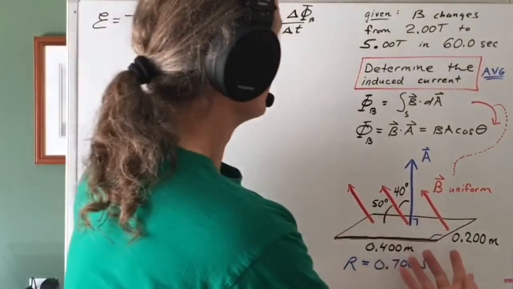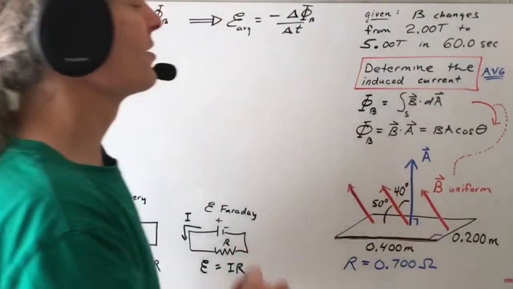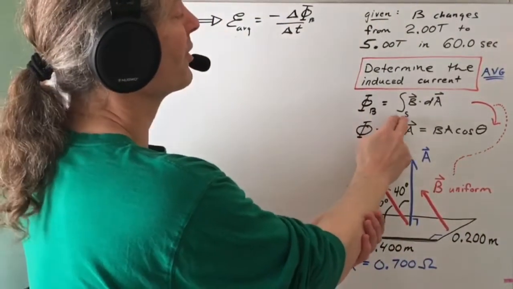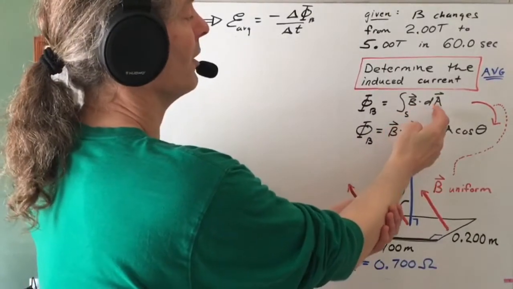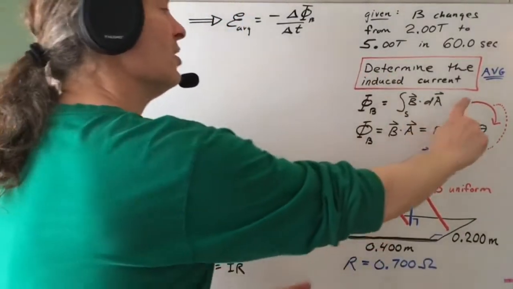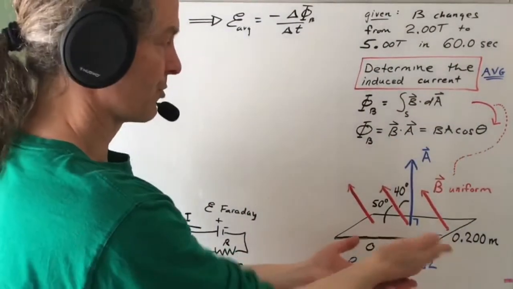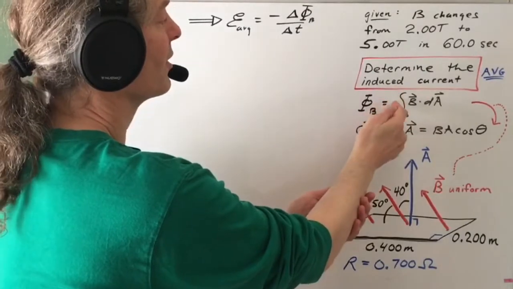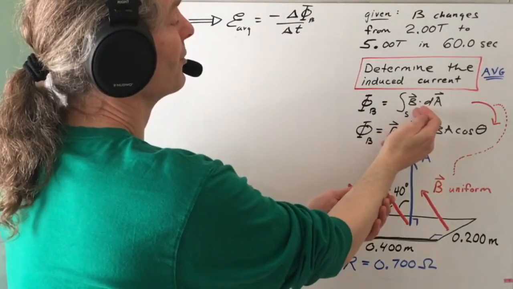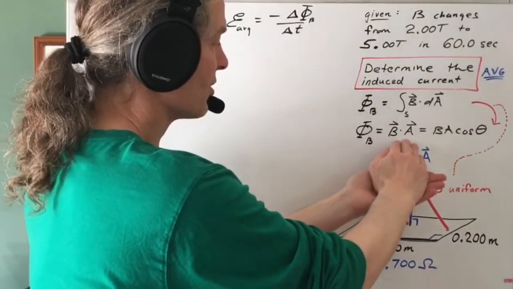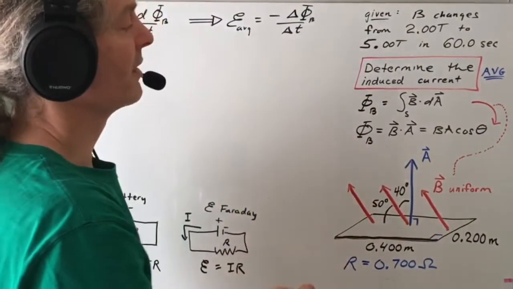Well, if I've got this changing magnetic field, that's going to give us a changing magnetic flux. Remember, magnetic flux is an integral of magnetic field dot dA integrated over the full surface. For the case of a uniform magnetic field, which we have here, we can pull the magnetic field vector out of this integral. The rest of the integral, dA, gives us the area vector. So this dot product here gives us the magnetic flux.